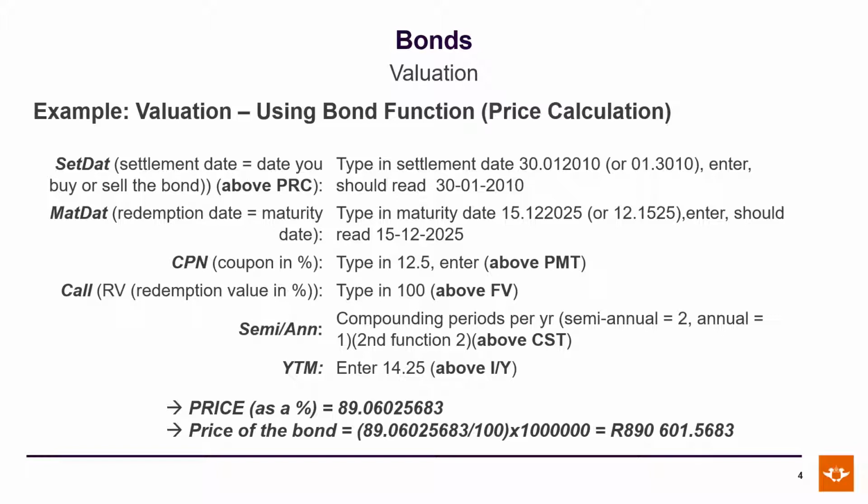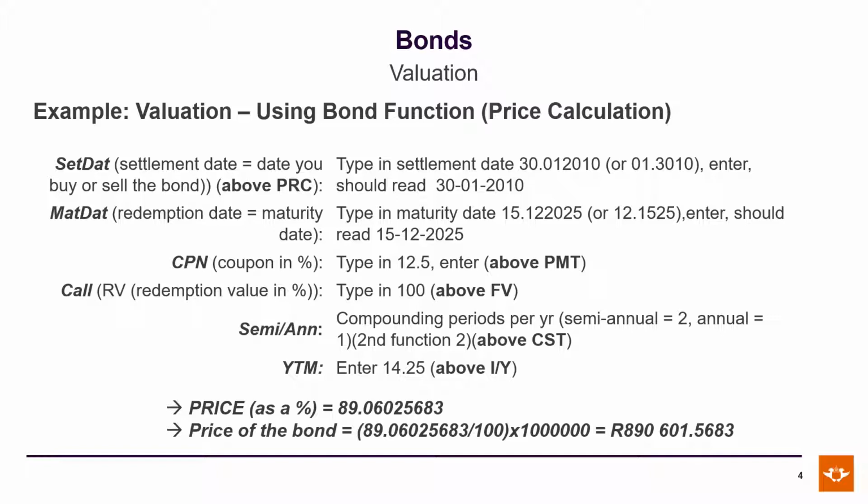Now your MAT date is above MAR, and that would be 15.12/2025. Again, you put the blue arrow and you'd input into MAT date, and it should show up as 15/12/2025. Now the next inputs are all going to be input as percentages. So your coupon percent will be input as 12.5. That's above the payment button.